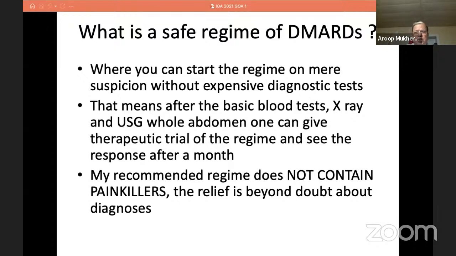My recommended regime does not contain any painkiller. I never give painkillers to my patients. The relief is beyond doubt about the diagnosis. If my diagnosis is correct, the patient will get relief in the pain within a month. That confirms my diagnosis, because minor arthritic patients never come as seropositive patients.